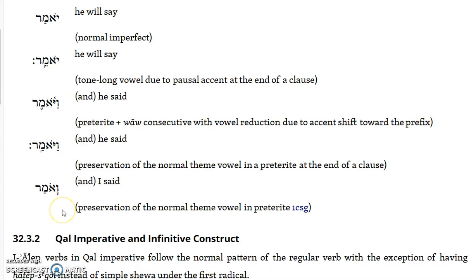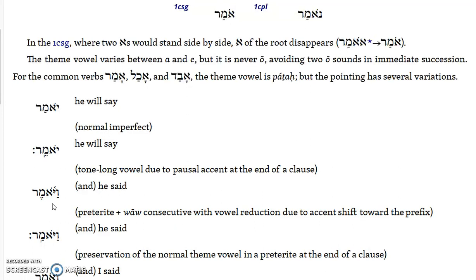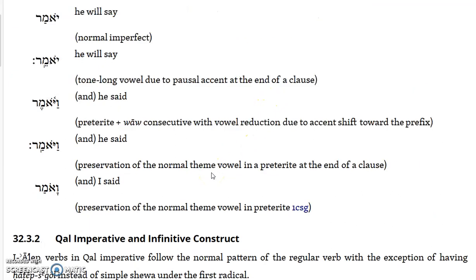And if you want to say and I said with a vav consecutive, it would be vayomar, where you get a patah here because you can't double the aleph with the vav consecutive, so that lengthens, and the omar is the form that you would have expected otherwise. So anyway, that's some first aleph forms, and akal, to eat, and avad, to get lost, behave. Similarly, the theme vowel being patah, but there are some variations in exactly how they get pointed.